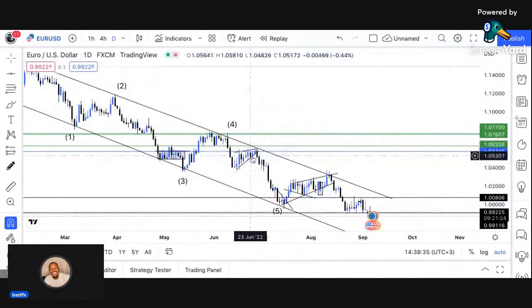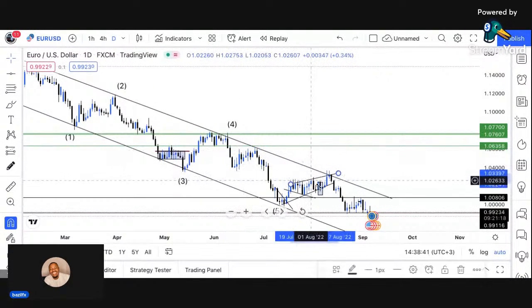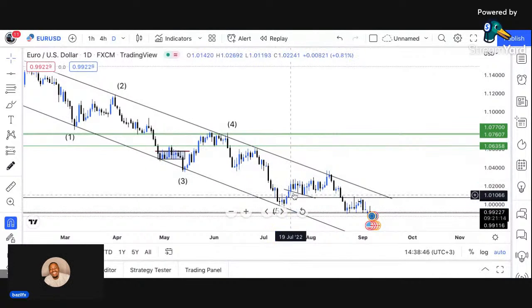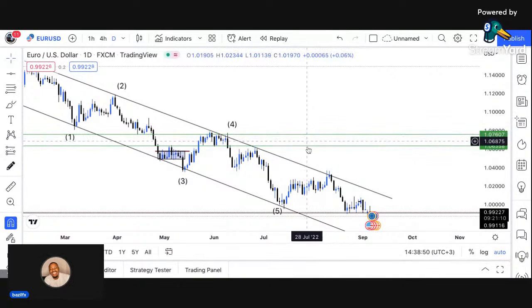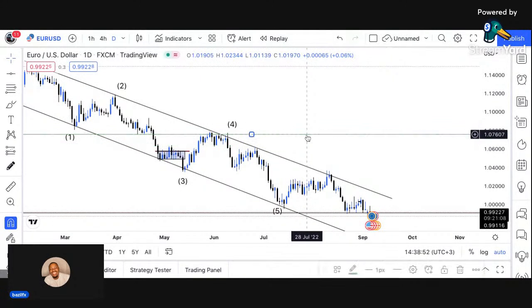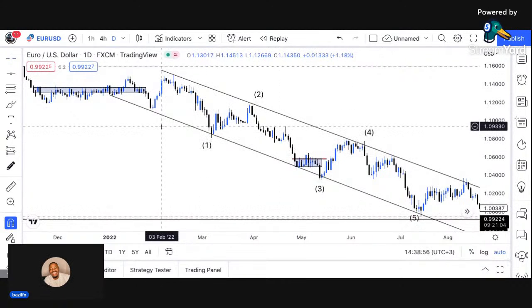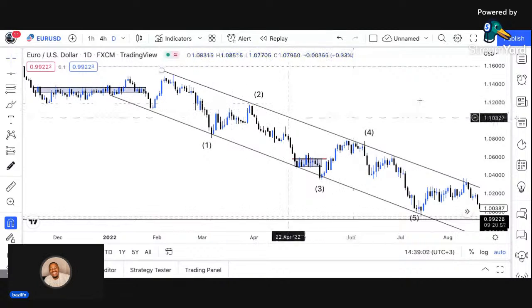Let me remove all these patterns. But I told you guys, patterns form everywhere. Let me remove all this noise. This is too much. Okay, so I'm removing all this so that you can see. I've been trading on the Euro USD since 2000. This downtrend since Feb, I've been trading in between like this.